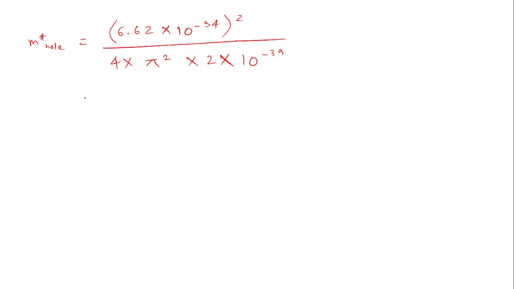When we calculate this, let's see what we get. In the numerator, 6.62 multiplied by 6.62, that will be 43.8244, and these powers, that is 10 to the power minus 68. In the denominator, 4 times pi square times 2.